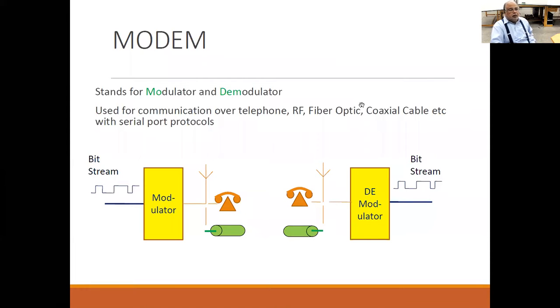Okay, just a little recap of the modulators and demodulators we have studied. Basically we have a bitstream that is modulated to reasonable frequencies. Those frequencies are then transmitted to the receiver, where they are demodulated again and we get the bitstream back.